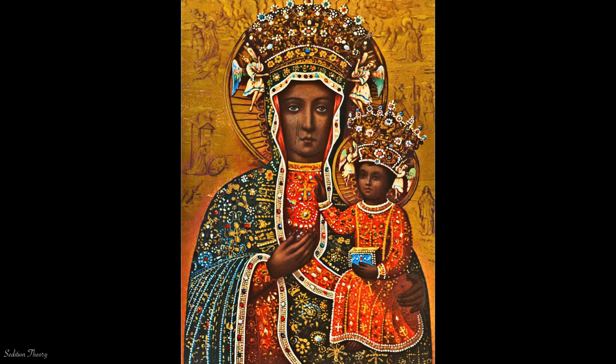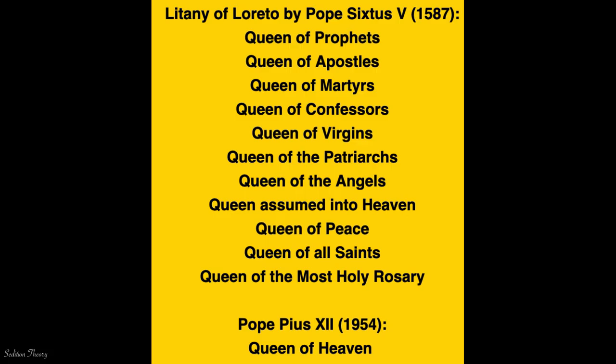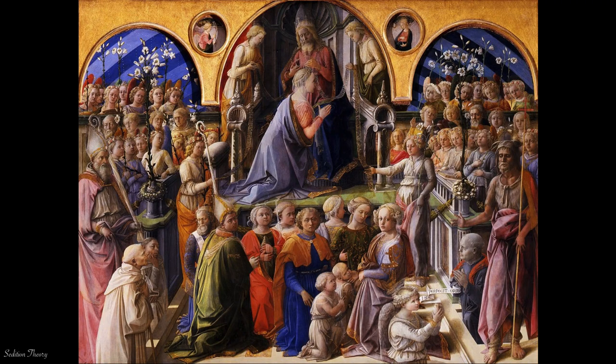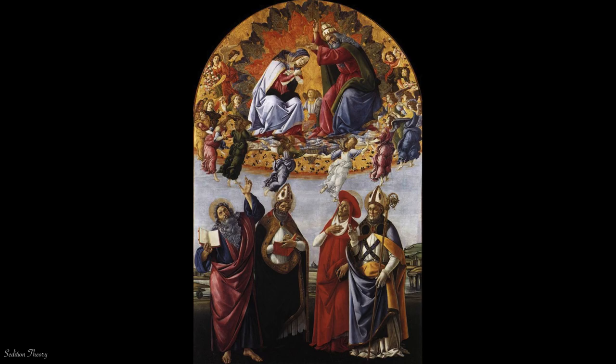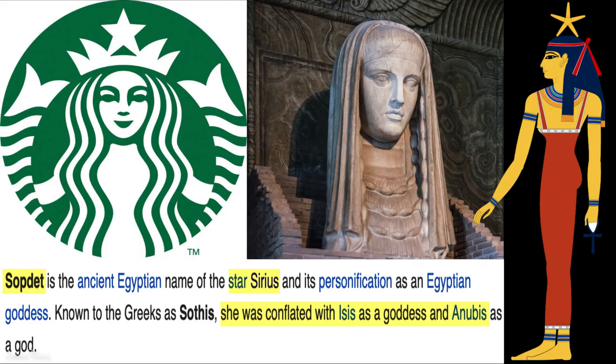White Madonna, Black Madonna, Nursing Madonna, doesn't matter, it's all pagan worship of the goddess Isis. And the Catholics will even tell you that. Look at what they call her. Queen of Prophets, Queen of Apostles, Queen of Martyrs, Queen of Confessors, Queen of Virgins, Queen of Patriarchs, Queen of Heaven. All they are doing is crowning Ashtoreth as Queen of Heaven the same way Solomon did in the Book of Kings. We see here with Sopdet being Isis and the Starbucks symbol being a representative of Ashtoreth or Inanna, Isis, it doesn't matter, they're all the same.